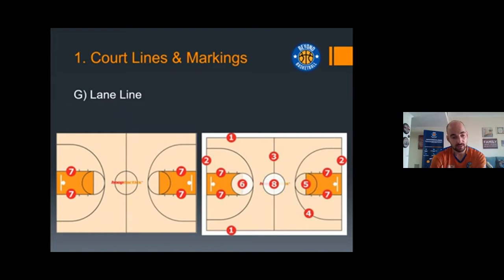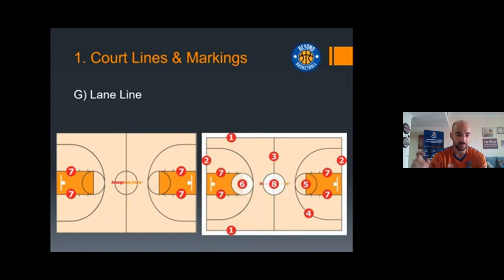Lane space markings are used to separate the players during the free throw attempt. When a player is shooting a free throw, you have three players on one side and two players on the other side. And then when the shooter shoots his second shot, they can go and jump for the ball in case he missed his attempt.